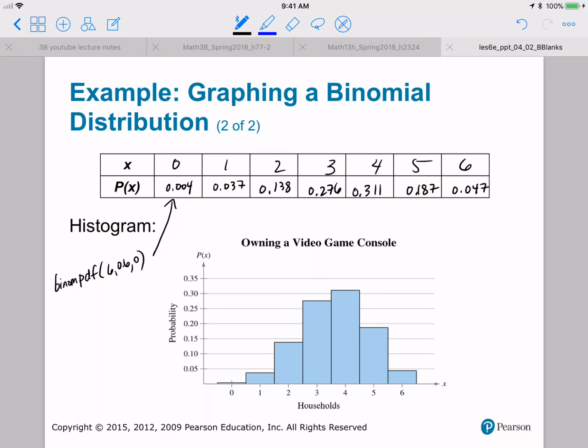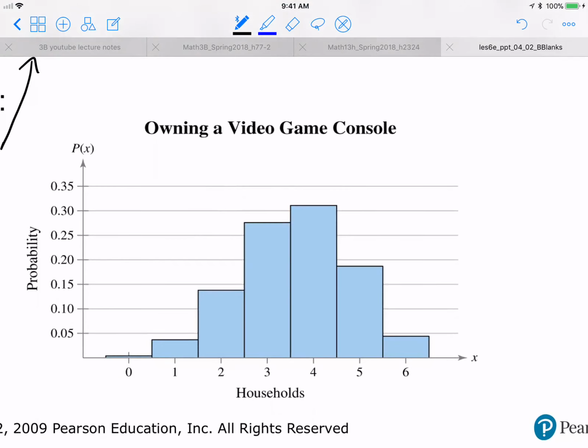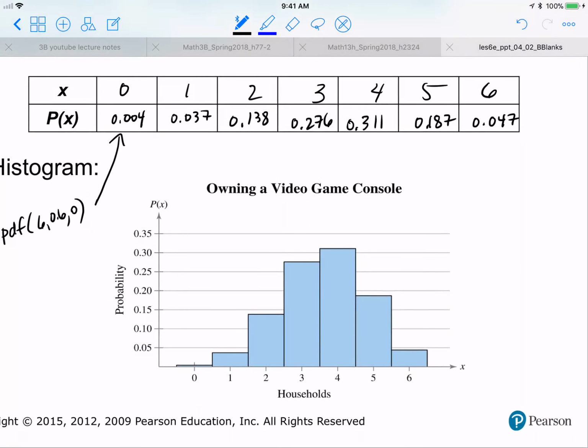And we already did an example where we graphed the distribution, but here you can see that the x value, 0, 1, 2, 3, all the way up to 6, is the midpoint. And then you just draw the bars up; how tall the bars are corresponds to the P of x. So your vertical axis is probability, and your horizontal axis is the number of households that have video consoles.